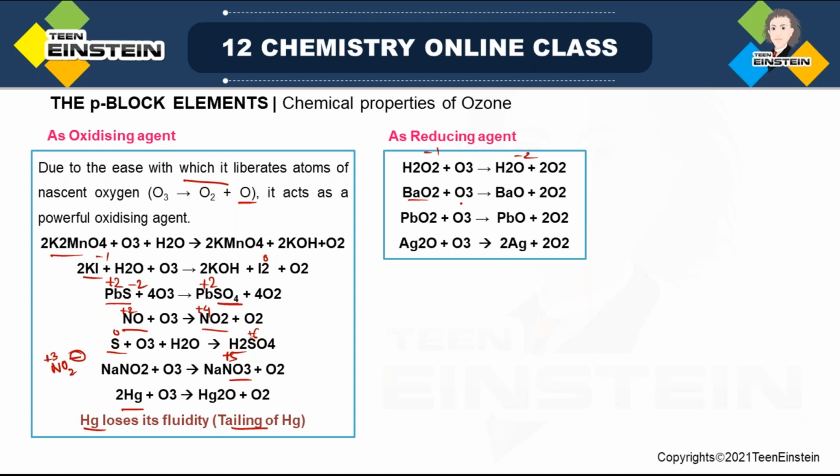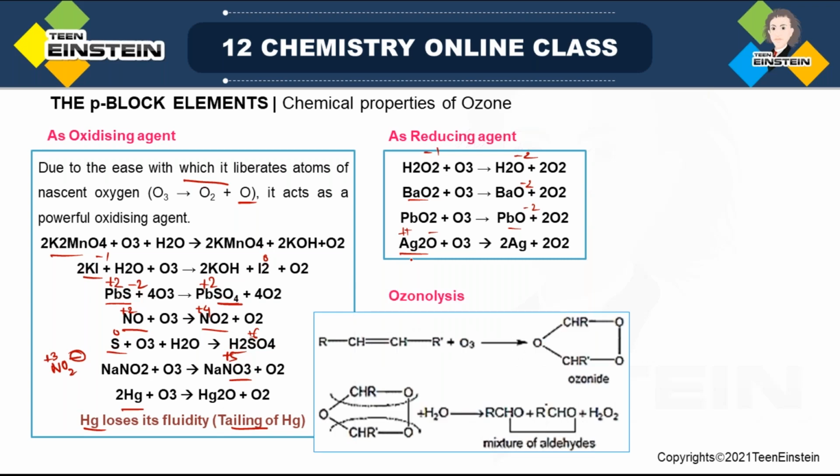Then we have barium peroxide. Again, it is a peroxide. That means -1 oxidation state, and after the reaction it is now -2. Then PbO2. Here also the same thing. Now it is converted to -2. And Ag2O. Now Ag2O, it is reduction with respect to silver, because when it is silver oxide, it has oxidation state +1. But after the reaction, now it is metallic silver, that is oxidation state 0.